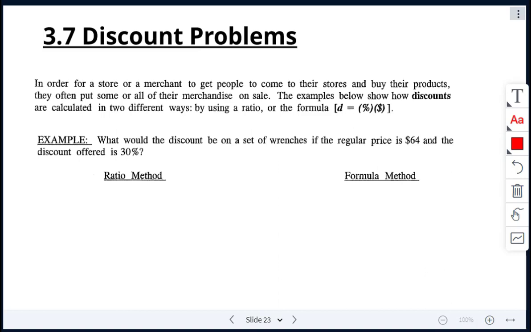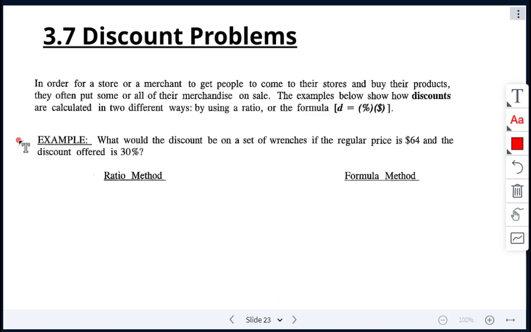So in order for a store or merchant to get people to come to their stores and buy their products, they'll sometimes put their merchandise on sale. We can show how discounts are calculated in two different ways. We can just use ratios, or we can use this formula here, where D equals the percent times the dollar amount. So let's take a look at our first example.